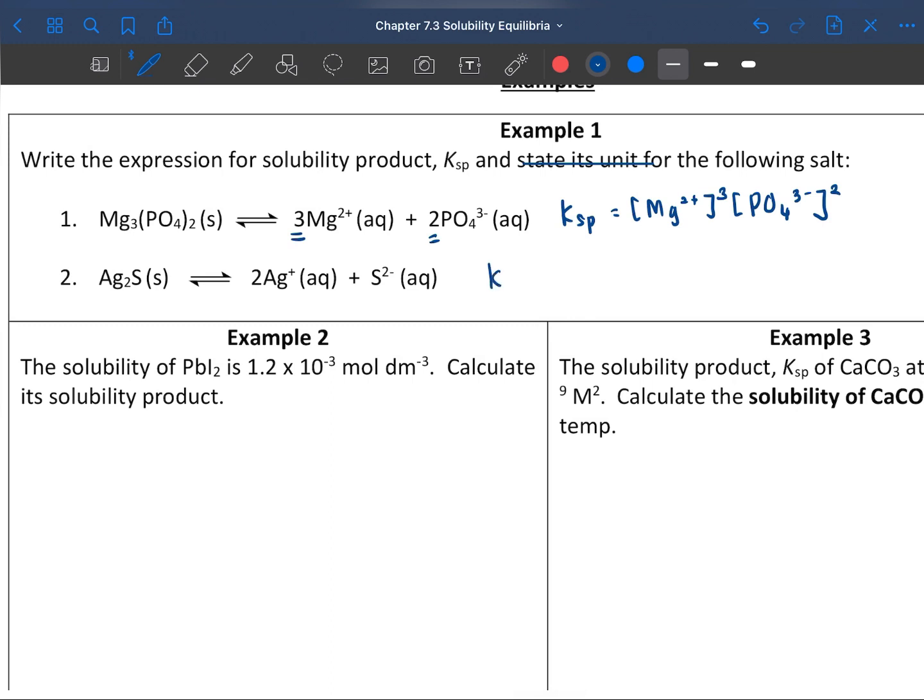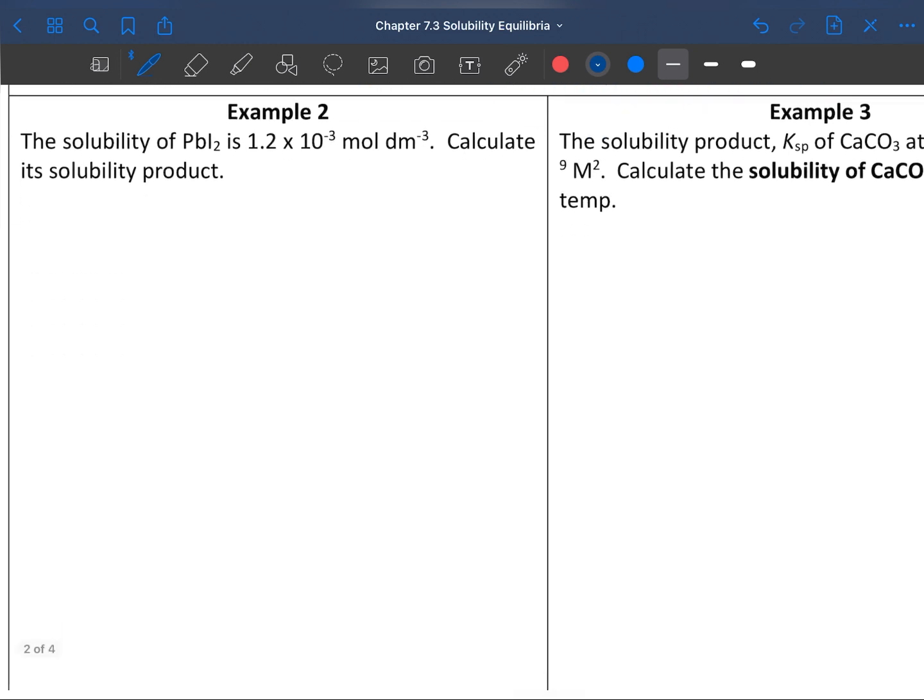And then next one, KSP equal to concentration Ag plus to the power of 2. Okay, sebab dia ada 2 depan. And then times with concentration S2 minus. Okay, kali ni to the power of 1 sahaja. Okay, so that is our answer for example 1. Okay, so tak adalah susah pun kan. Ini just nak remind balik how to write equation expression for KSP. Okay, next kita pergi pada example 2.